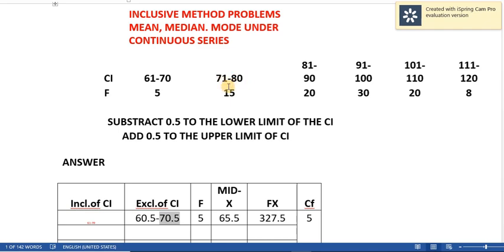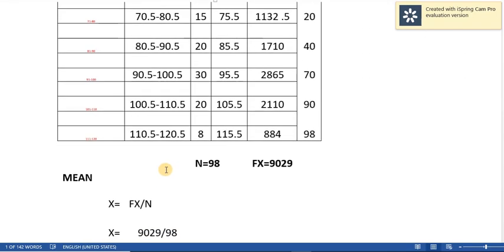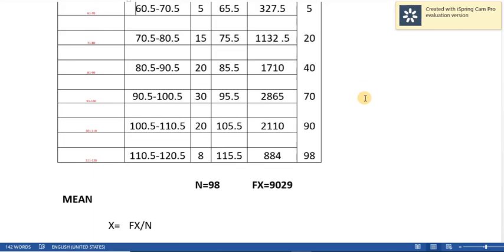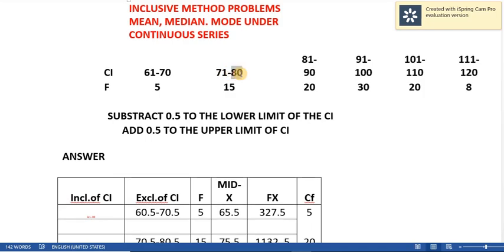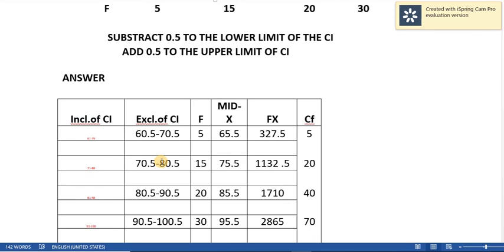71 to 80. If you subtract 0.5 from 71, it becomes 70.5. Then if you add 0.5 to 80, it becomes 80.5, which is here 80.5. The remaining is the same. After that, you can take the frequencies 5, 15, and so on as they are.